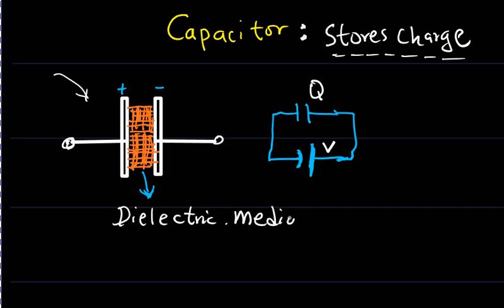So this dielectric medium is an insulator because it can be oil, paper, or it can even be just air in between the two parallel plates. So that is a dielectric medium.